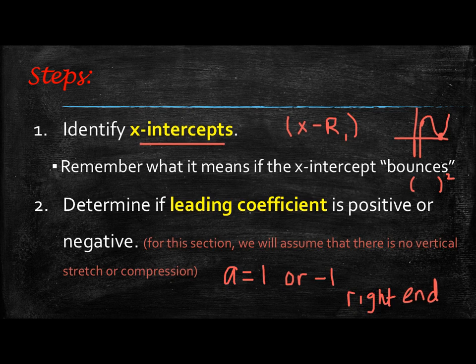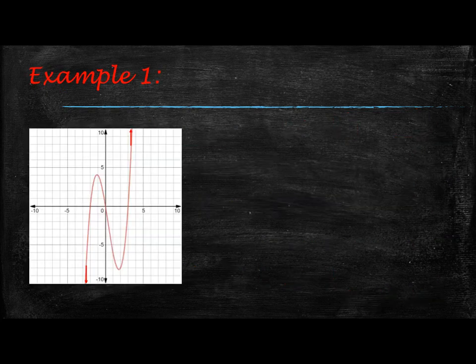So if the right end is going up, it's going to be a positive 1. If the right side's going down, it's going to be a negative 1. Okay, so let's look at this first example. The first thing you want to do is look at those x-intercepts. So we have an x-intercept, looks like at -2. We have an x-intercept at 0. And we have an x-intercept at +3.